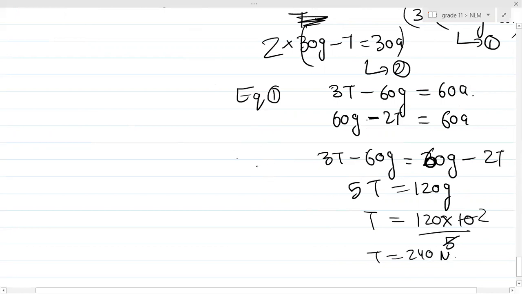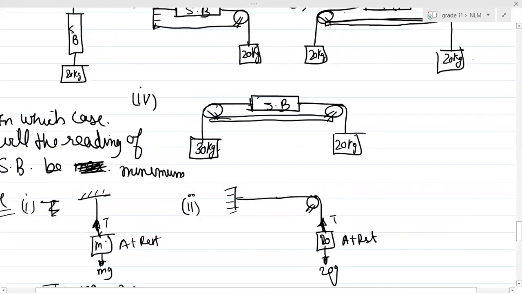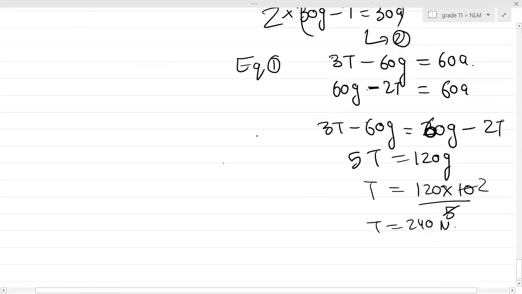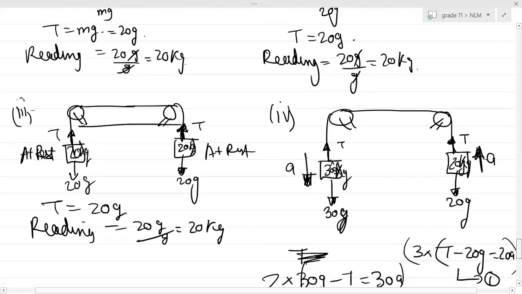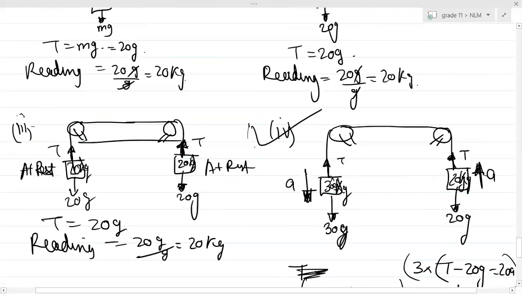So in this case, oh no, then the question was right. Sorry. So in this case, the tension is maximum, and the reading will be basically 240 divided by g, which is equal to 24. Is this clear, guys? So the reading is maximum in the fourth case. This is the final answer. This is one of the questions which has been asked in JEE. It was easy, but it was lengthy, right?